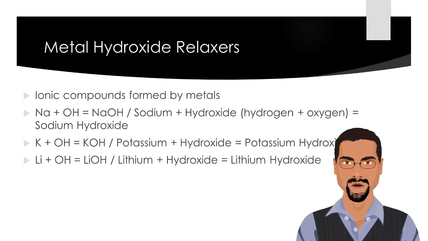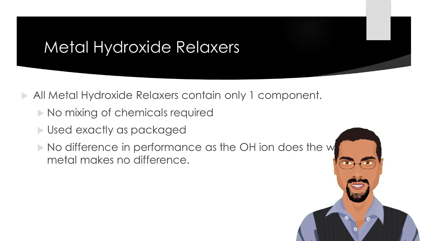Metal hydroxide relaxers are ionic compounds formed by a metal combined with hydrogen and oxygen. The metals commonly found in metal hydroxide relaxers are sodium, potassium, and lithium. All metal hydroxide relaxers contain only one component and are used exactly as they are packaged in the container. No mixing is required. The hydroxide ion, or the hydrogen and oxygen molecule, is the active ingredient in all hydroxide relaxers. There is no significant difference in the performance of the various types of metals used.